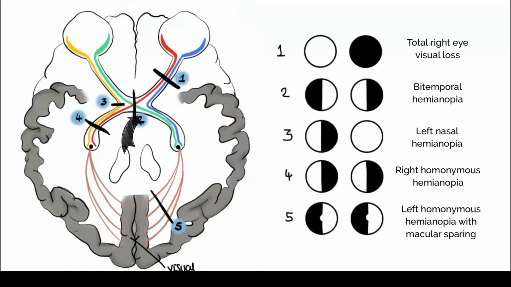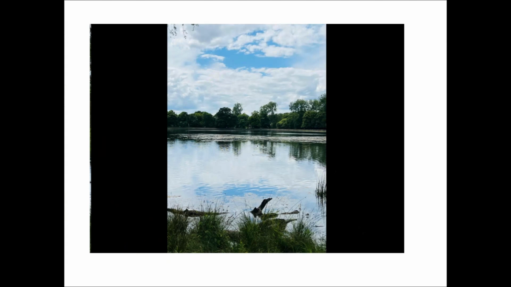Then we will discuss a lesion that affects the optic chiasma. You can see here we have a visual field defect which is called bitemporal hemianopia. There is visual field loss on both temporal sides of both eyes, and you get what is called tunnel vision. Here you can see the temporal side of the visual field on both sides is lost.